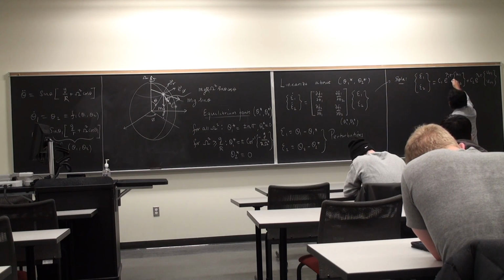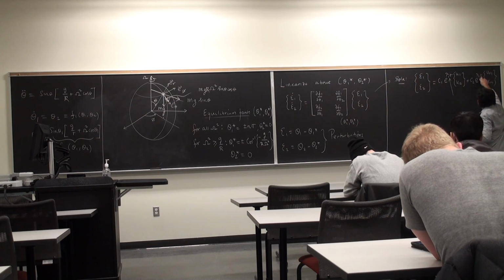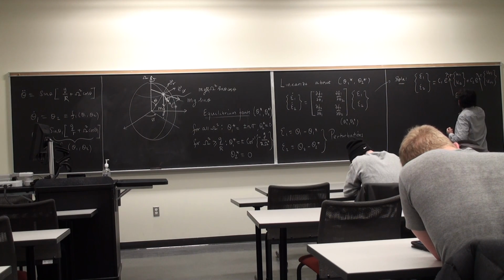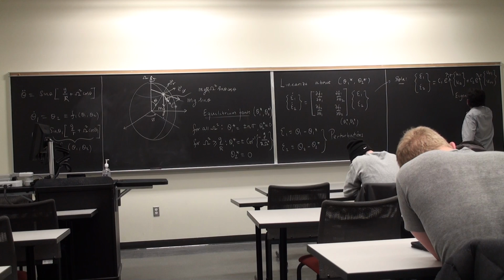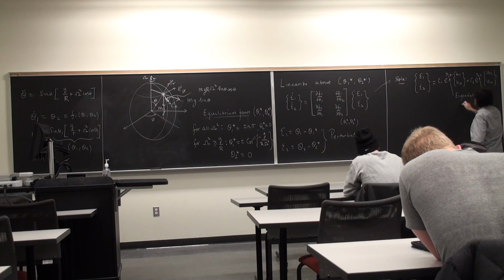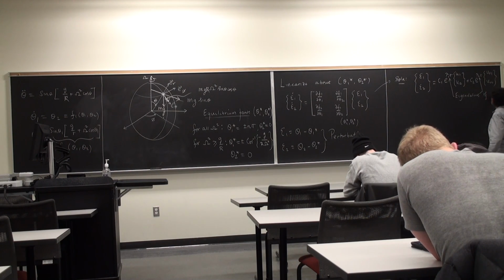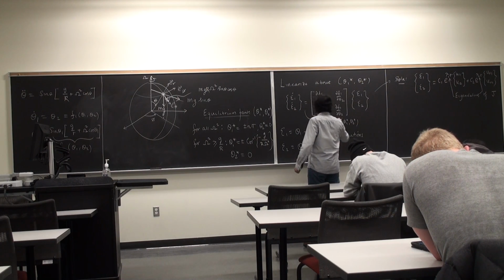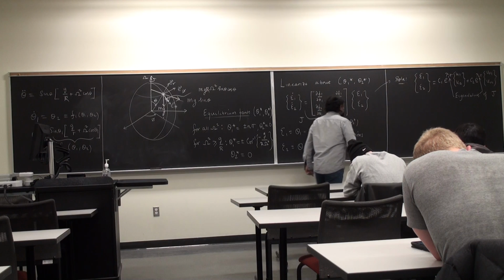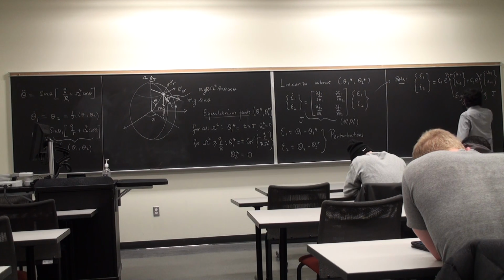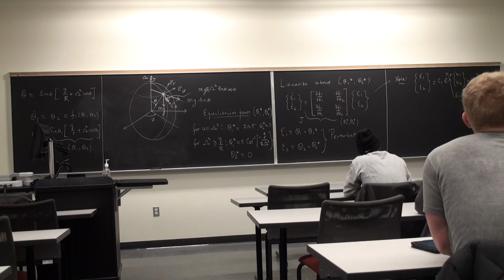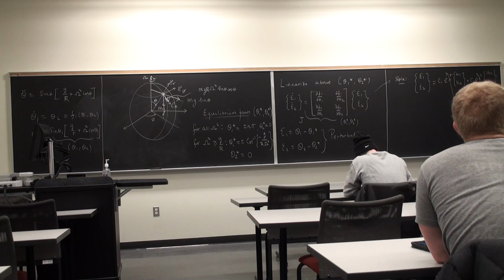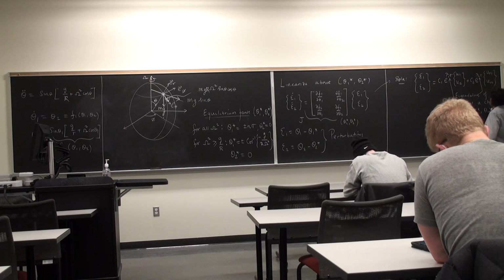So here lambda 1 and lambda 2, these are the eigenvalues of the Jacobian matrix J about a chosen theta 1 star and theta 2 star.